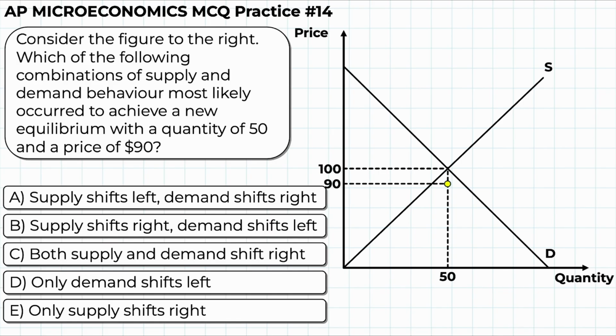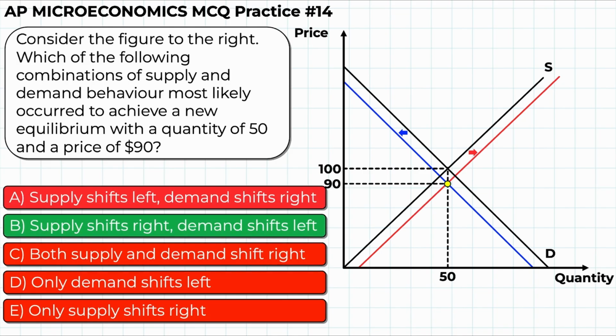So here you can see I have a new equilibrium at 90 and 50. And now I just need to individually move the curves to get them to that point. In order to get the supply curve to go through that point, I need to shift it to the right. And in order to get the demand curve through that point, I need to shift it to the left. Now you can see they both go through 90 and 50, which is the new equilibrium that's mentioned in the question. And if I look at my options, well, that's B. Supply shifts right and demand shifts left.